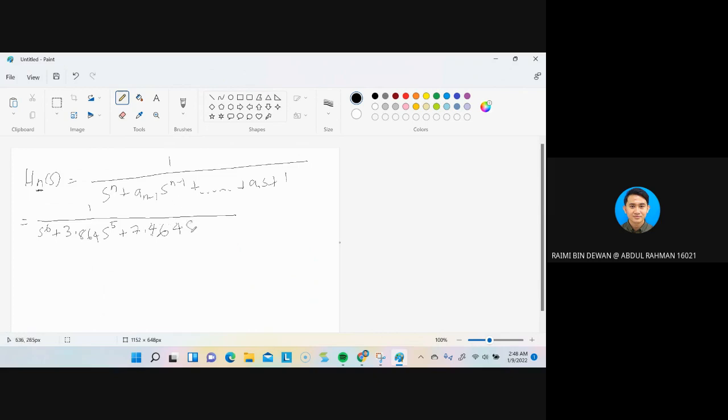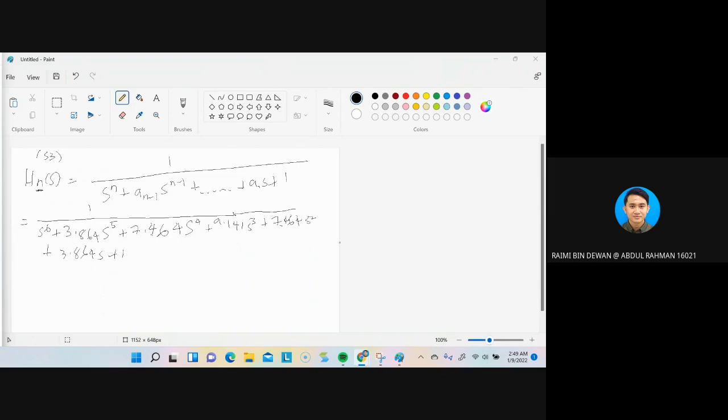7.464 S4 plus the next one is A3, so you have 9.141 S3 plus 7.464 S2 plus 3.864 S plus 1. So this is your normalized transfer function, which is the step 3. After that, step 4.